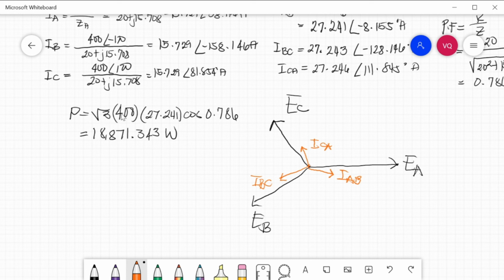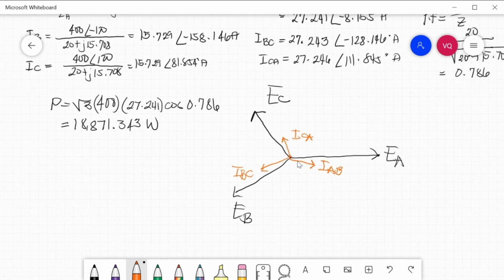That is 400 times the line current, 27.241, times the power factor 0.786, that is 18,871.343 watts. This is the vector diagram of a delta connection system. This is our phase voltages EA, EB, and EC. These are our line currents.